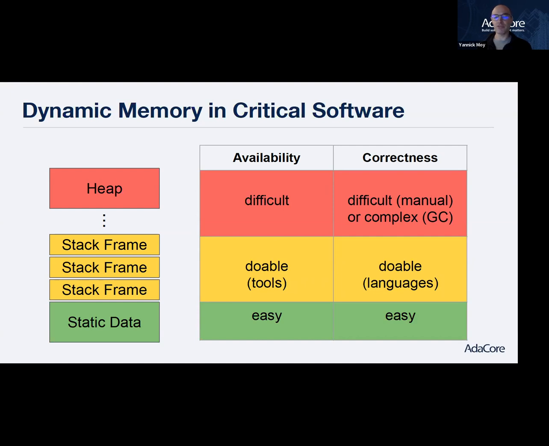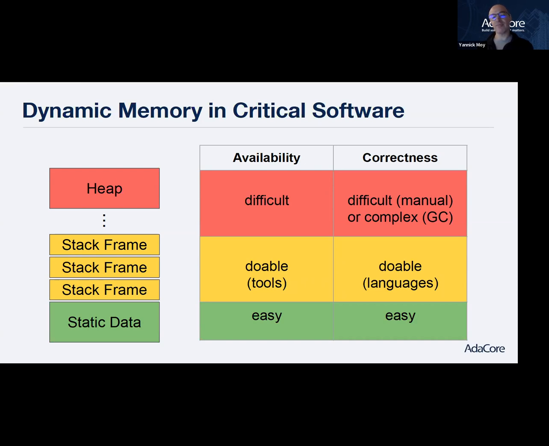And we're interested in two sets of properties for the allocation and deallocation of this memory: availability and correctness. Availability is the fact that allocation always succeeds, and correctness is the fact that the application behaves as if the allocation was never done. And as the colors here suggest, this is rather easy for static data, doable for the stack, and maybe quite difficult for the heap. For static data, the data is known to the compiler and never deallocated, so it's easy to make sure it's available and correct.